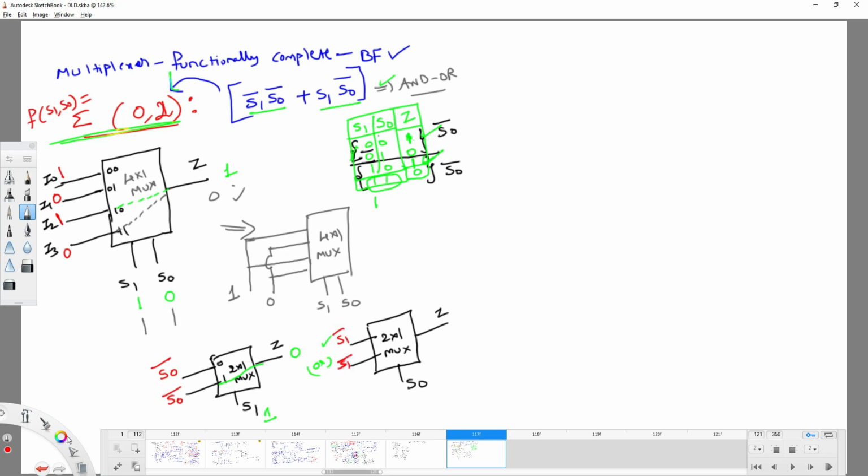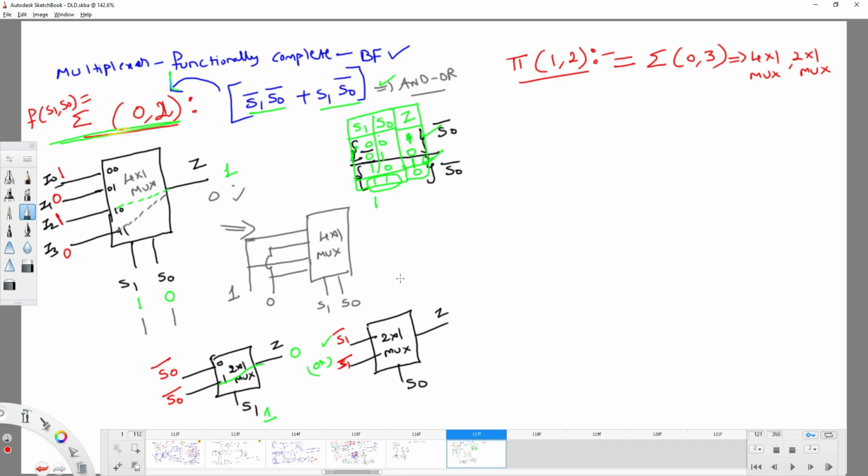Right? Now, for example, let me take one more thing. Product of M 1, 2. Can you implement the multiplexer for this? So what you can do, simply you can write its complement form. Its complement form is what? Summation of 0, 3. Summation of 0, 3. For this you can draw the 4 by 1 mux in the coming class and the 2 by 1 mux in the coming class.